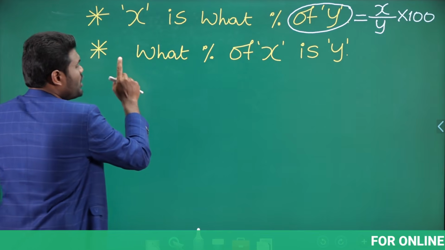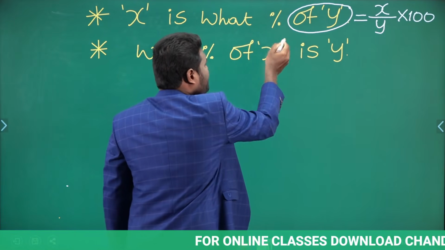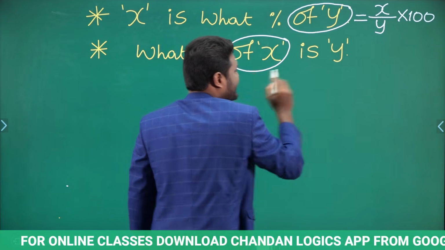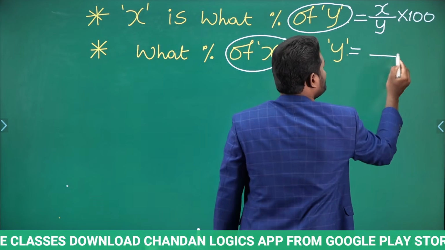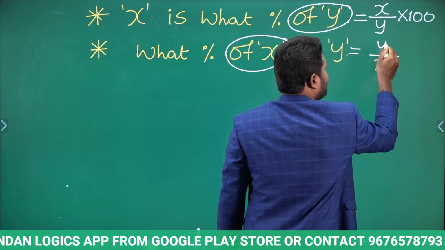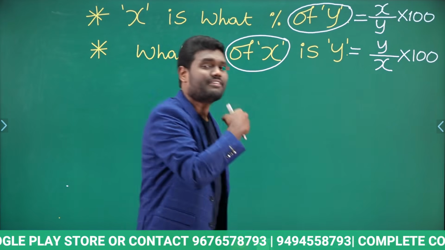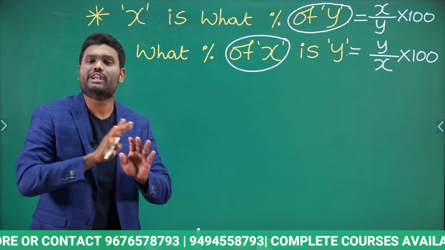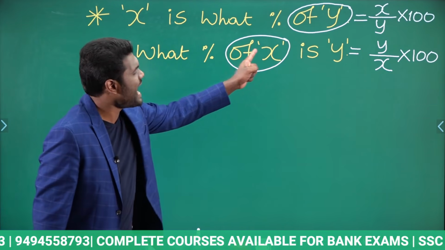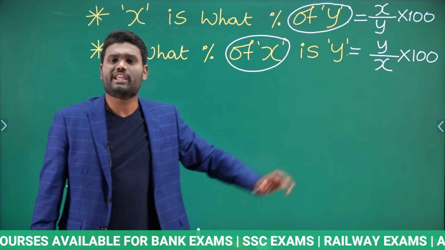Similarly, what percent of X is Y? Look here, after "of" I am getting X. As after "of" I am getting X, X should be in the denominator. If X is in the denominator, the numerator should be Y. So Y by X into 100. So whatever the terminology it may be, you need not worry. You just need to remember, whatever that is going to come after "of" should be your denominator.